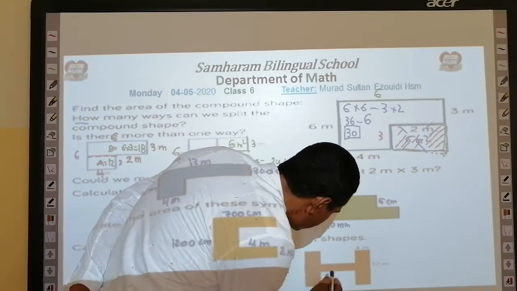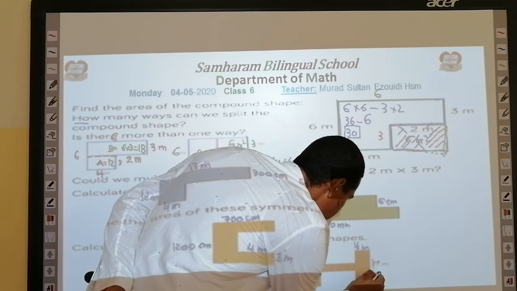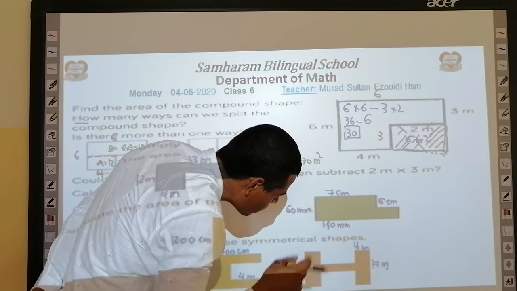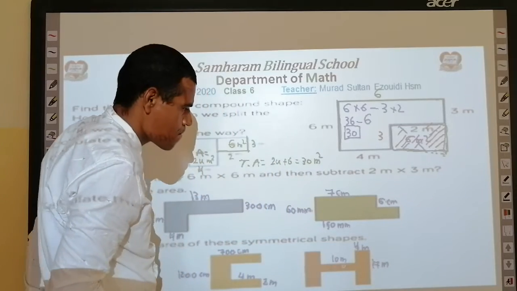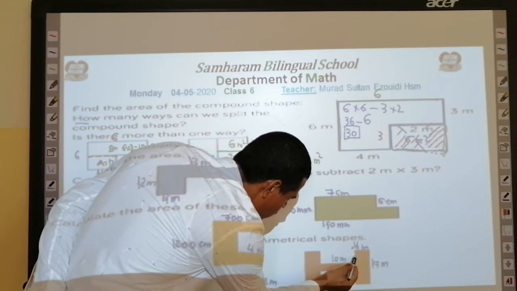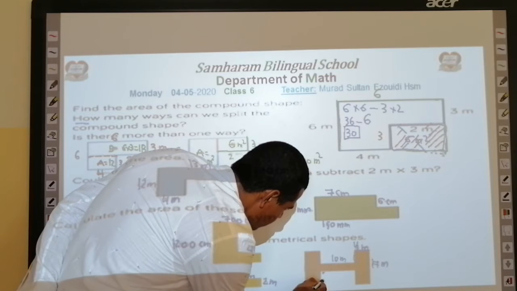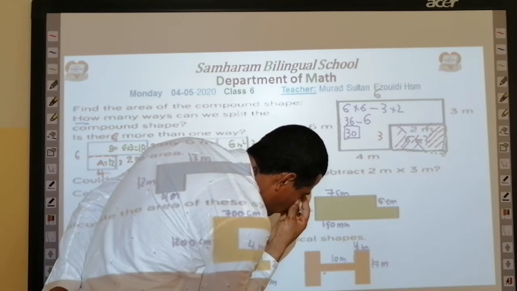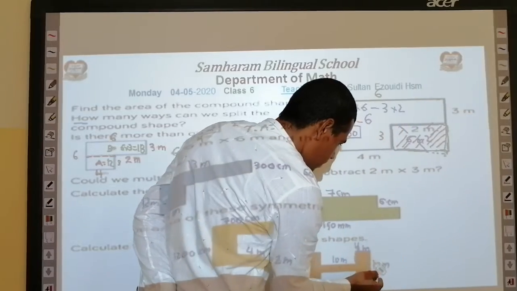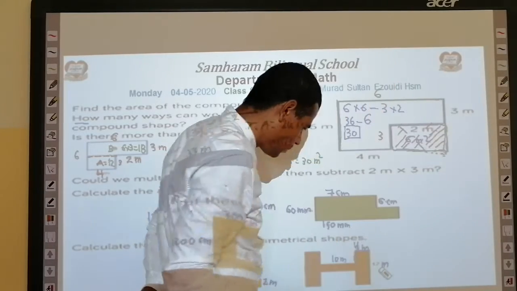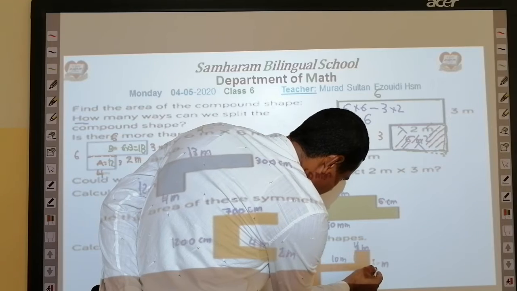The next one, this is 4 meter. Then this one is 17 meter. Then this is 10 meter. Of course, this is 4, 4, 4. This is the same. This is 4 centimeters. So 4, 4, 4. So this one will be 10 centimeter. 4 plus 4 plus 4. So this is also 10 meter.